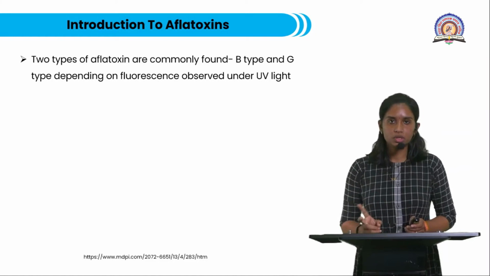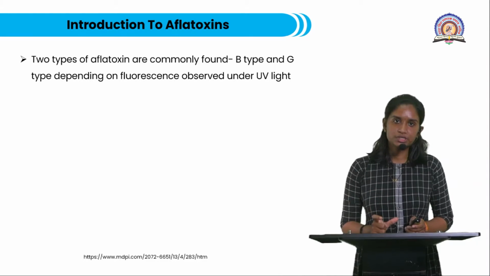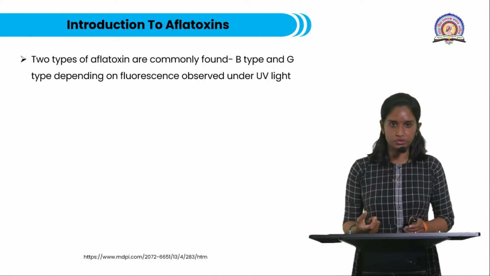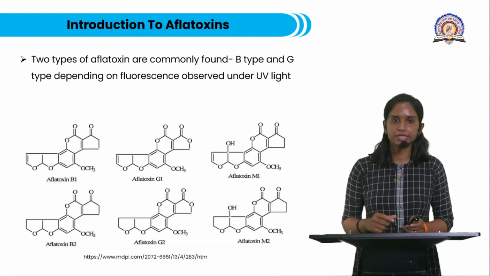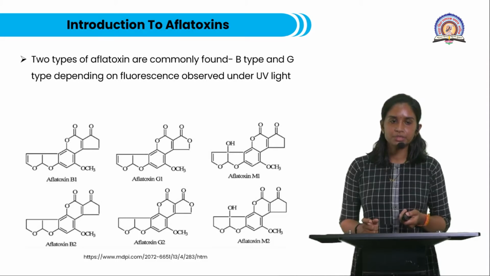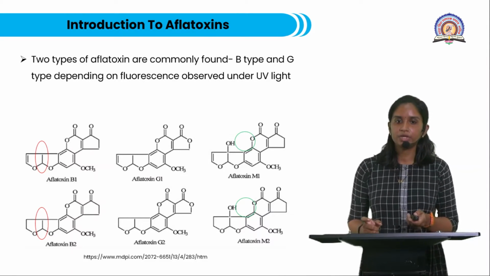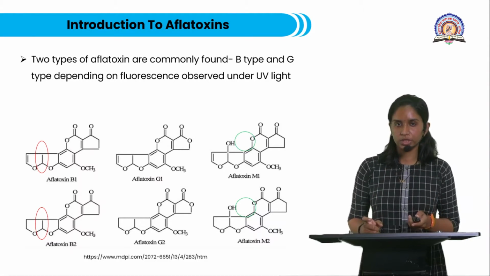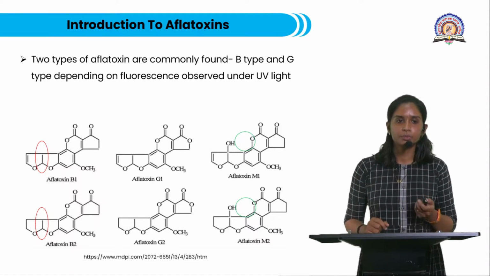There are two colors which are emitted, one is blue and the second one is green. So B type refers to blue color fluorescence and G type refers to green colored fluorescence. On screen, you can see the structure of these two types, B type and G type. Now these two are subdivided into two more types based on their structural differences like this. Then one more type that you can see on screen is aflatoxin M1 and M2. This is the hydroxyl derivative of the B type only. So there are two basic types, B type and G type, and M type is the derivative of B type.